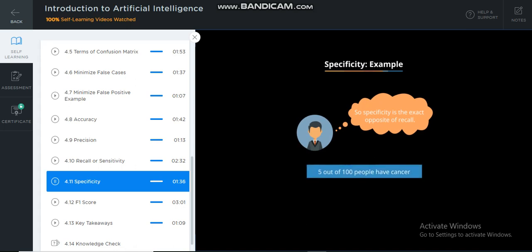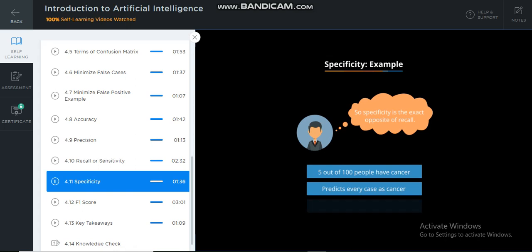Let's go back to our scenario of 100 people, out of which 5 have cancer. Let's say that the model predicts every case as cancer. So our denominator, which is false positives and true negatives, is 95. And the numerator, which is the person not having cancer and the model predicted his case as no cancer, is 0, as we predicted every case as cancer. So in this example, we can see that the specificity of the model is 0%.